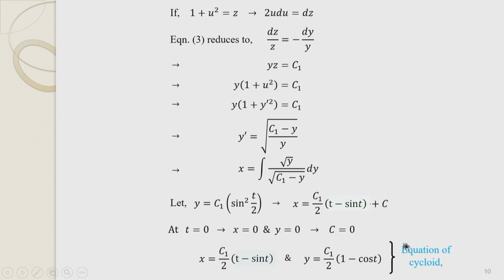So, this is the equation of cycloid. Hence, this is the path which the particle, if it traverses, takes the minimum time. So, this is the solution of Brachistochrone problem.